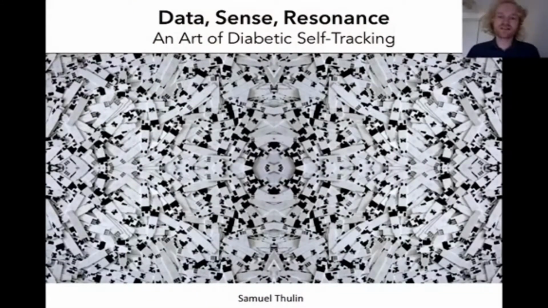I'm going to share with you my paper, Data, Sense, Resonance, and Art of Diabetic Self-Tracking. But this will be an abridged version of this paper, and I've taken out some of the more theoretically dense aspects, and I'm going to try and focus on a few core ideas around how it is that we relate to bodily data. I'm going to talk especially about diabetes, about my creative project, Hemoresonance #1, and about the concept of data resonance.